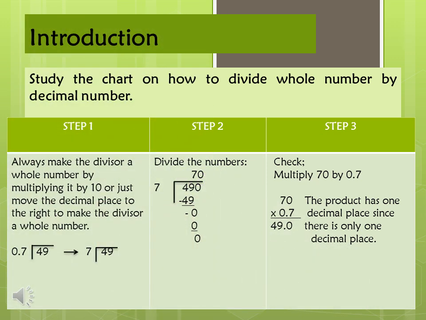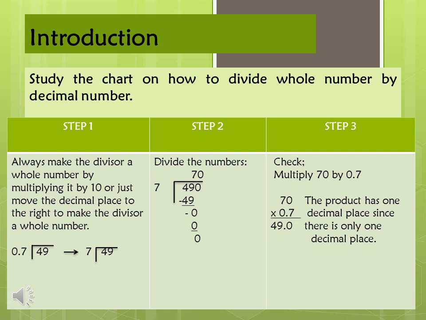Pag-aralan natin ang chart on how to divide whole number by decimal number. There are 3 steps. Step 1. Always make the divisor a whole number by multiplying it by 10 or just move the decimal place to the right to make the divisor a whole number. So, ang ibig sabihin ko, yung divisor ay gagawin yung whole number by multiplying it by 10 or move the decimal place to the right.